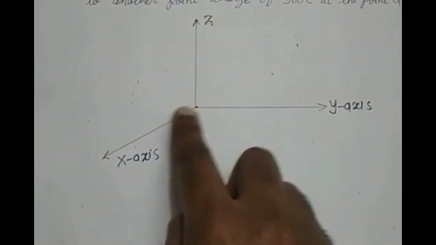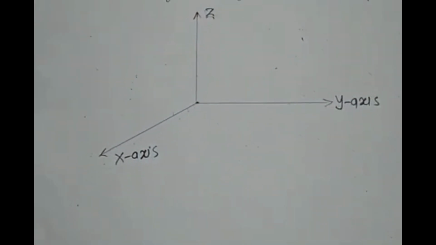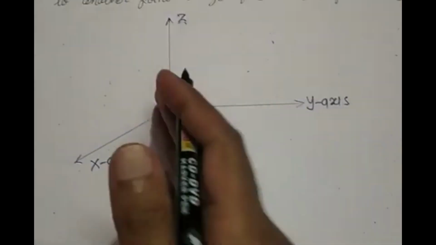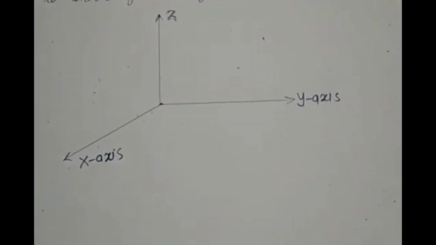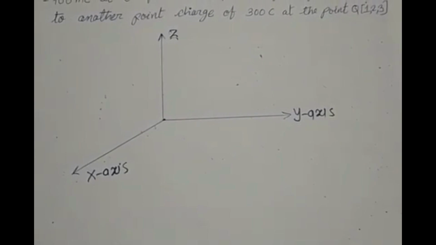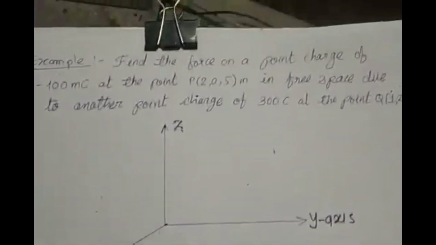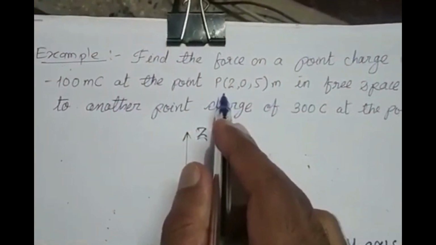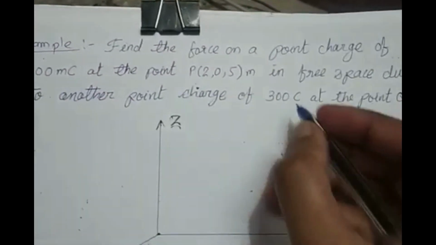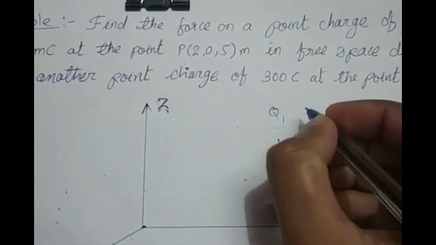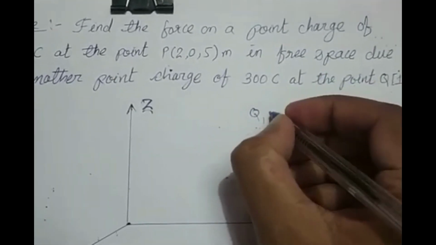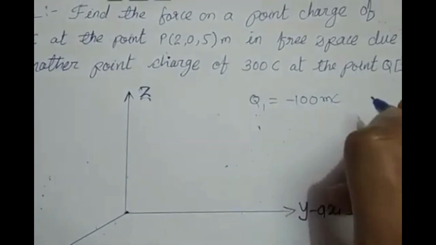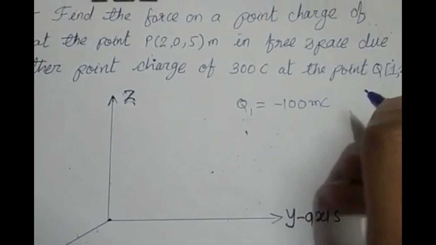For simplicity, for remembering and for maintaining uniformity, we will consider that X is the axis which is coming towards us. So these are three axes in space. First we will find the location of charges. First he is saying that there is a point P, let us call it charge 1. Charge 1 is of minus 100 millicoulomb, and where is it located?